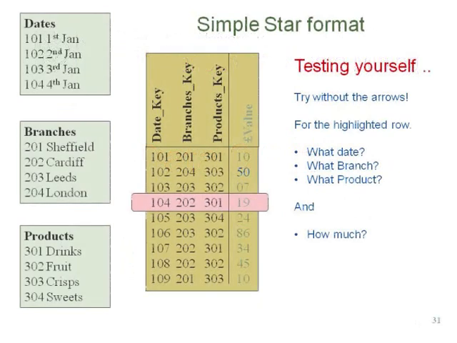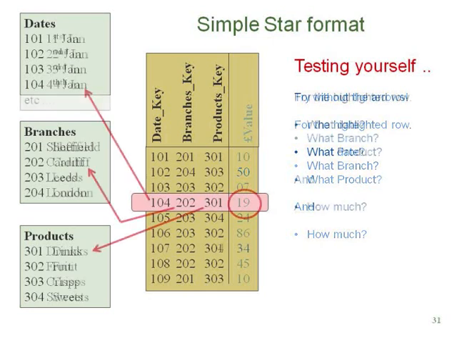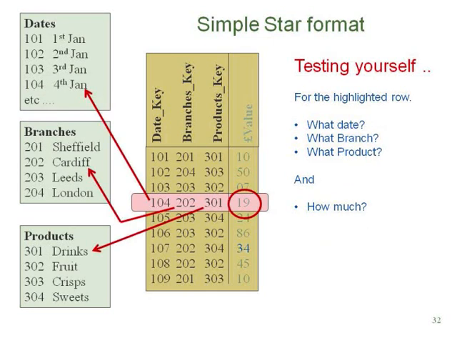And now try a similar test, but without the arrows. For the row that we've highlighted, answer now what date is involved. Which branch was involved? What product was sold? And finally, how much was paid? We are thinking that you should have replied that on the 4th of January, in the Cardiff branch, for drinks product, £19 was paid.